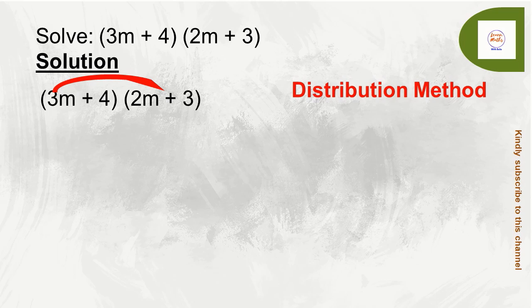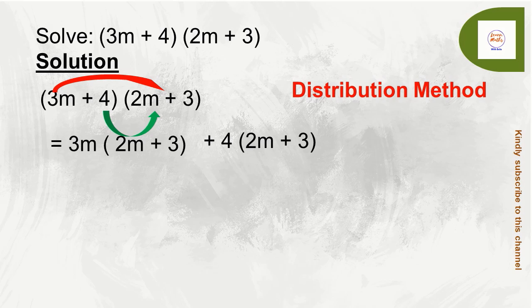The second number in the bracket, take yours. And this is what I mean. We have 3m multiplying everything in the second bracket. So our 3m is multiplying everything in the second bracket, and then our 4 is multiplying everything in the second bracket. So 4 will also be multiplying everything in the second bracket.